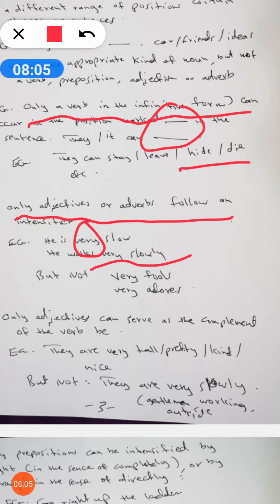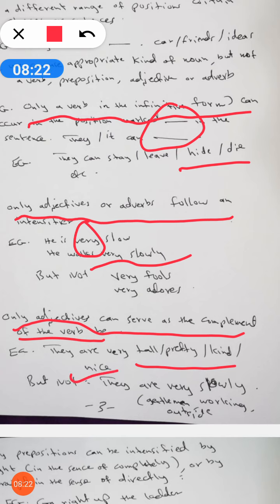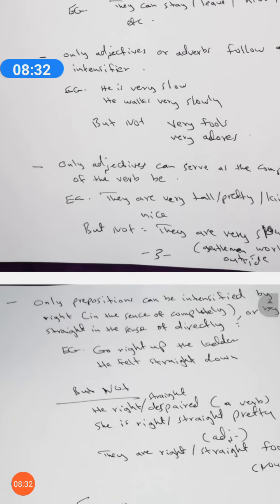Another example here to support the syntactic criterion: only adjectives can serve as complement to the verb. For example, verb to be, they are very tall, they are very pretty, they are very kind, they are very nice. But not they have very slowly, or they are very gentlemen, or they are very working, and so on and so forth.